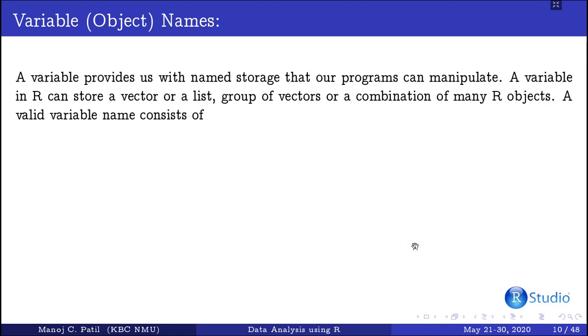A valid variable name consists of letters and numbers. Up to now we have just used x, y, z. That means we have just used letters. So we can use letters as well as numbers, and we can also use the dot. We can go for the underline character. So we don't have special characters like at or dollar. We just have to use letters, numbers, dot, and underline characters.